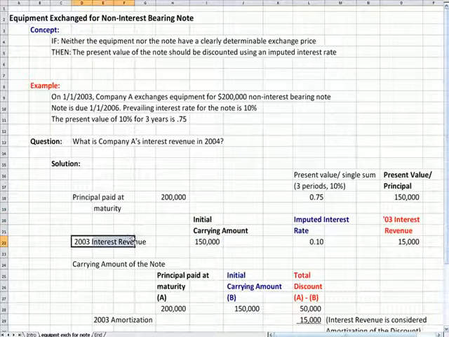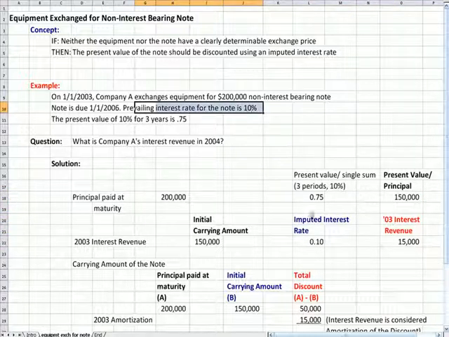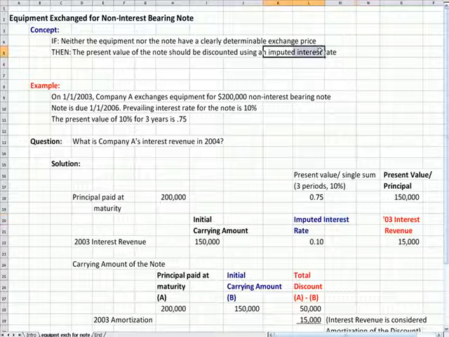To figure the interest revenue for the first year, which will be from 1/1/03 to 1/1/04, we take the initial carrying amount that we just figured out. We're going to multiply that by the imputed interest rate. The prevailing interest rate that was given in the question is also called the imputed rate. We saw that up here too. If I multiply initial carrying amount times imputed interest rate, I get my 2003 revenue, which is $15,000. You can watch my videos on premium and discount amortization that are also in the intermediate accounting section on YouTube.